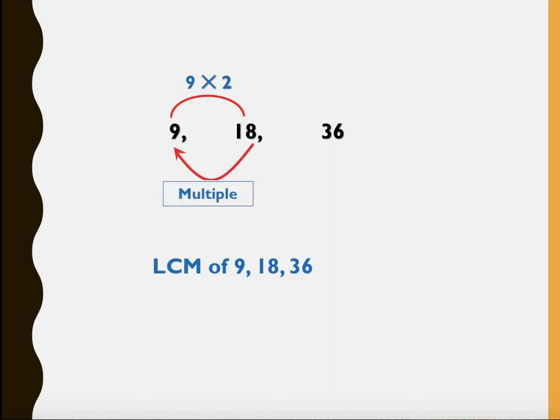Now, one thing to notice is 18 is a multiple of 9 because we know 9 times 2 is 18. So we have 18 is a multiple of 9. How do we get 36 from 18? 18 times 2 is 36. So 36 is also a multiple of 18. 18 is a multiple of 9. And 36 is a multiple of 9. So what did we say in such cases? The larger of the 3 numbers is actually the LCM of those 3 numbers. So it is equal to 36.